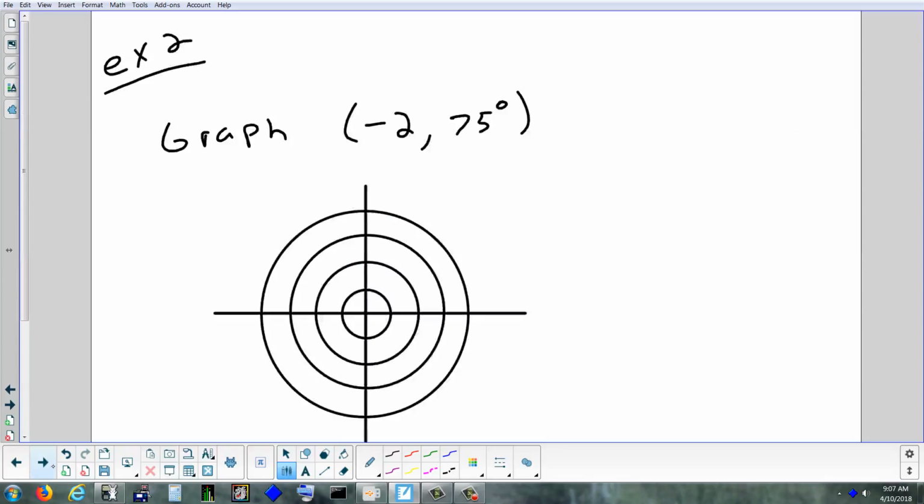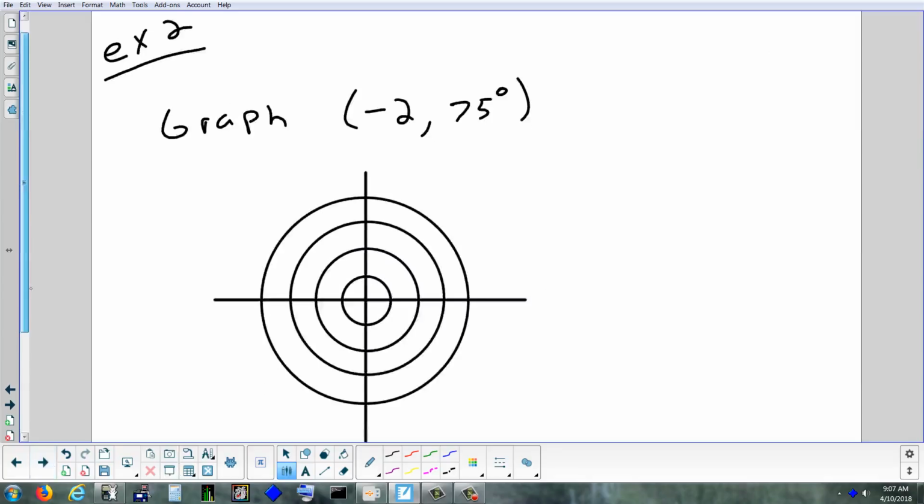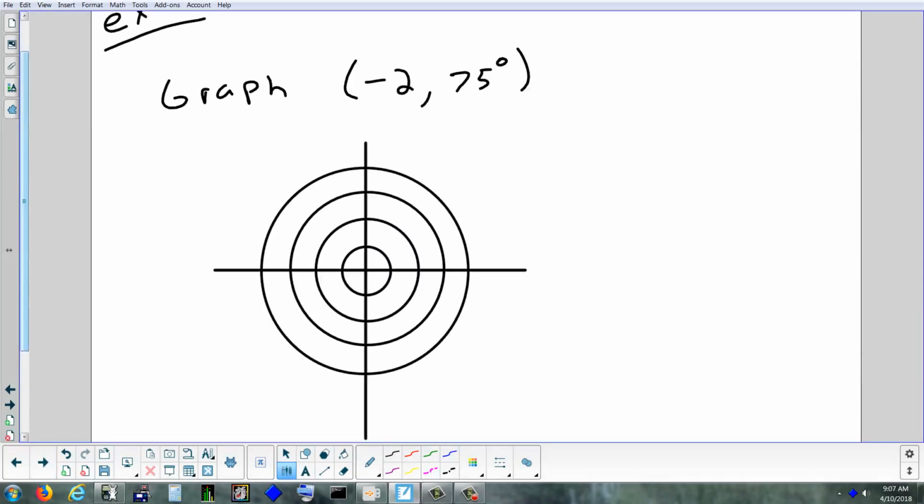Let's look at this one. Negative 275. So we still got a positive angle, but this time negative radius. So Gracie, since my radius is negative, what am I going to do different this time? To the left. We're going to move to the left. How many? 2, because r is 2.